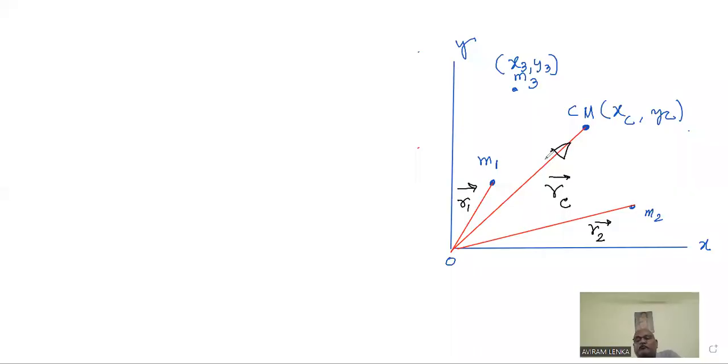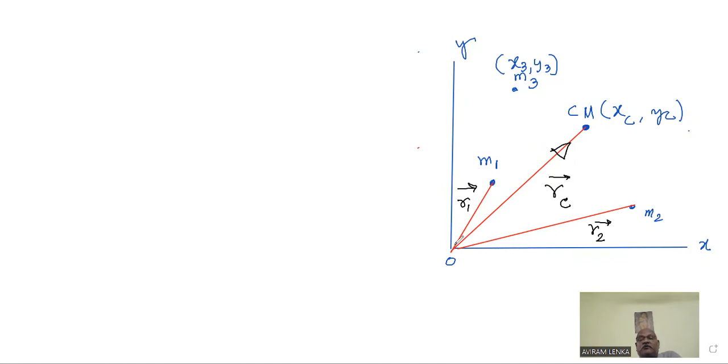We now look at the same diagram with a slightly different perspective. As you know, the masses are there as usual in the coordinate xy space. M1 has coordinate x1, y1. M2 has its position defined by x2, y2. But now, in place of x and y coordinates, we show their positions with the help of position vectors.